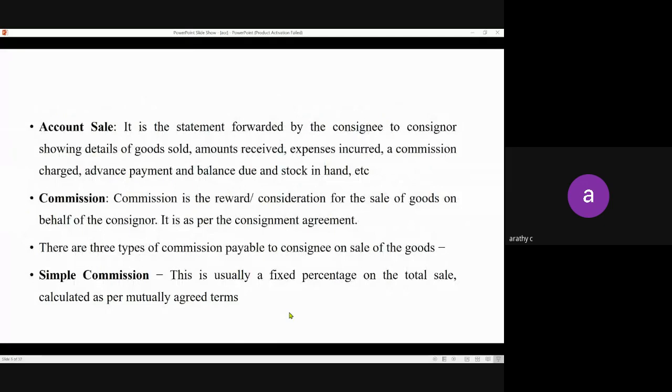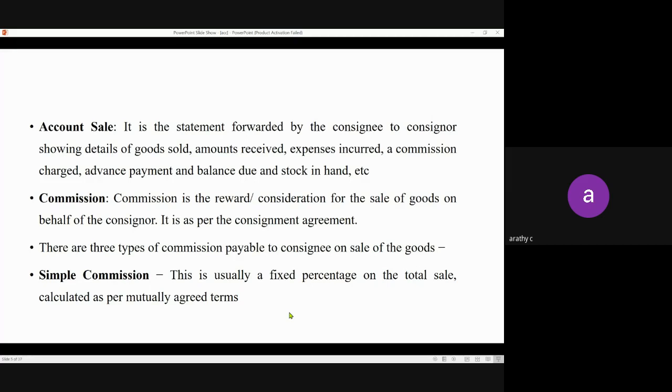The next term is account sale. Like pro forma invoice, account sale is also a statement. But on the contrary, it is the statement forwarded by the consignee to the consignor, whereas the pro forma invoice is the statement forwarded by the consignor to the consignee. The account sale contains the details of goods sold, amount received, expenses incurred, commission charged, advance payment, etc.